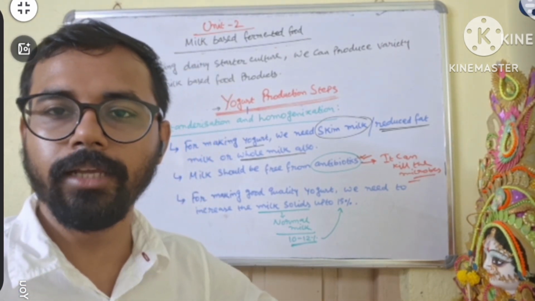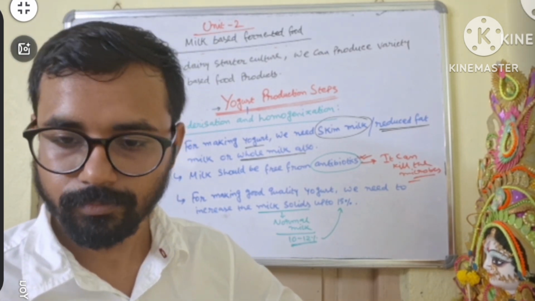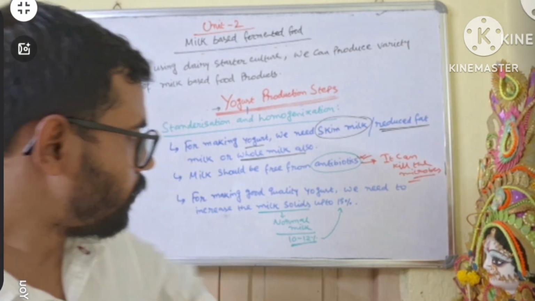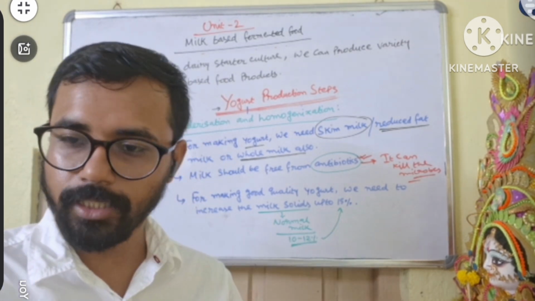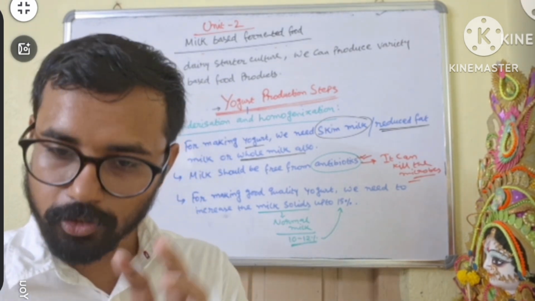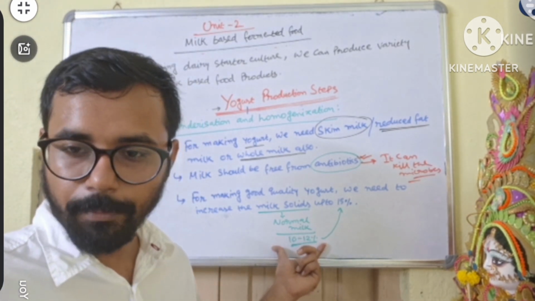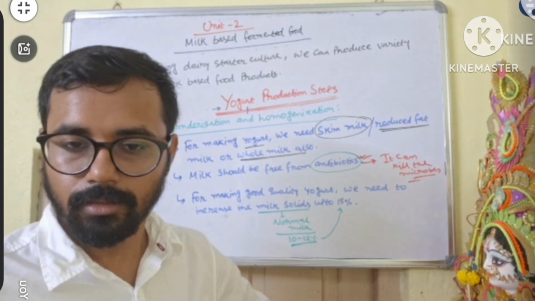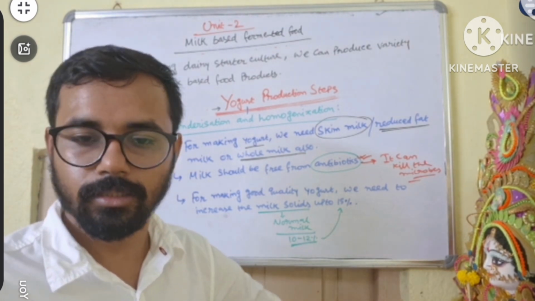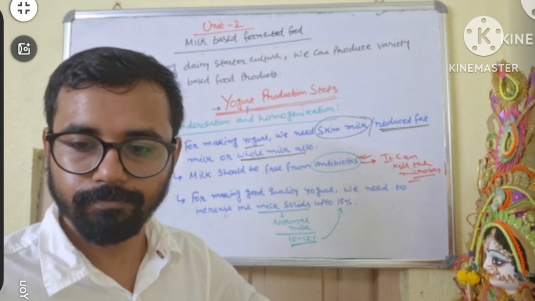So how will you increase? What is the process behind increasing the milk solid? A milk contains a solid portion and a liquid portion. The normal milk solid content is 10 to 12%, but the better yogurt formation needs 15%. So how will we increase this amount? 15%.